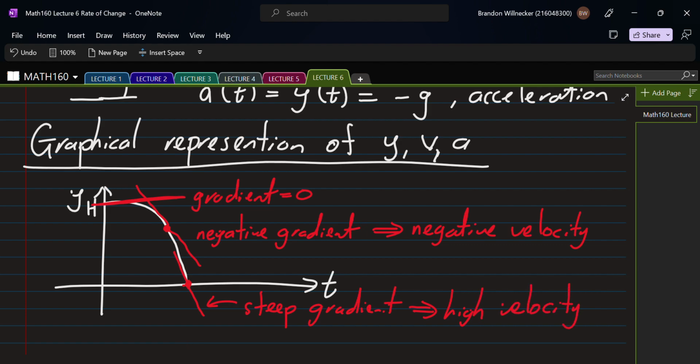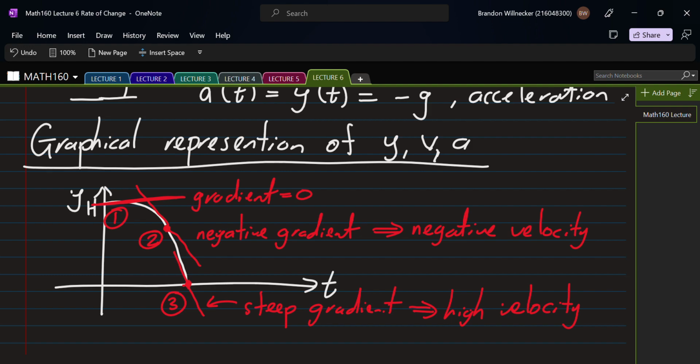Okay, and again, it's sloping down, so it's got a negative gradient, which means the velocity is negative because it's falling down. So we see from these three snapshots in time, number 1, number 2, and number 3, that the gradient started out being 0, so it was just a horizontal tangent line, which meant that the initial velocity was 0. Then at moment number 2, we've got a negative gradient, so it's a negative velocity, so that the object is falling down.